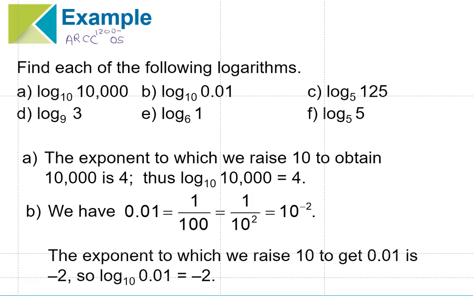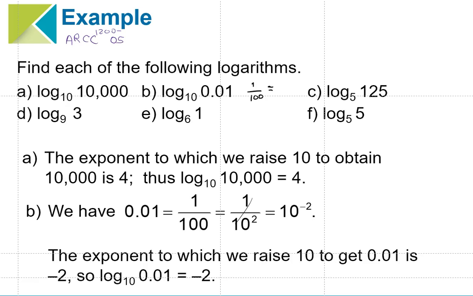Now this one's a little different because we're talking about a value that's less than 1. And if you stop and think about this, this is going to be 1 over 100, right? Because this is my tenths and here's my 100ths. So this is the same as this, which becomes this, right? This is our answer here. So that becomes 10 to the negative 2.